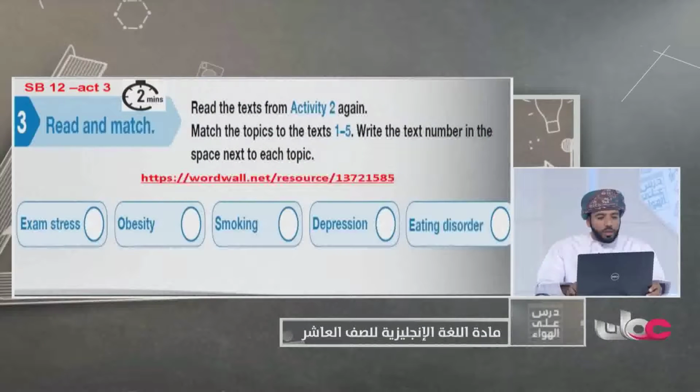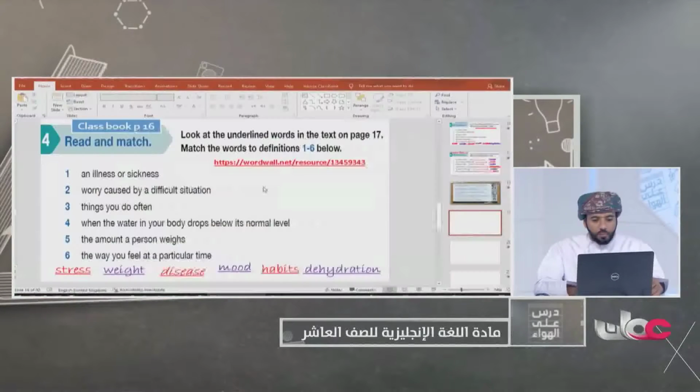Okay, so now guys, let's move to activity number 3 and find out what problems these people may face. So the first one, exam stress. And we will know what is the meaning of exam stress later. Obesity. The third one is smoking. The fourth one is depression. And the last one is eating disorder. Now, what do these problems mean? Let's discuss them together in this game.